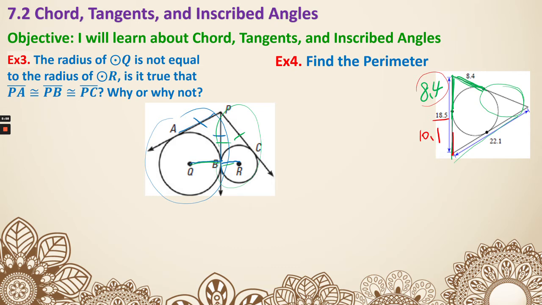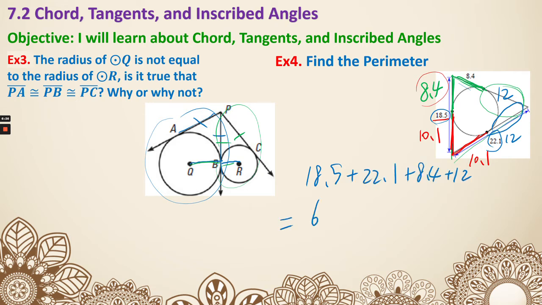And from this point, that is one part of the line tangent. This is the other tangent, so that part is also 10.1, which means the leftover from that side is going to be 12. So this little part we're missing is also 12. Now we just need to add them all together, 18.5, 22.1, and this side. So 18.5 plus 22.1 plus 8.4 plus 12, that is going to give you 61, which is the perimeter.